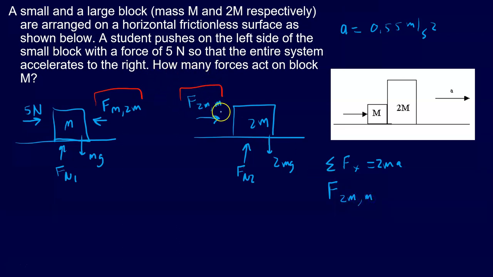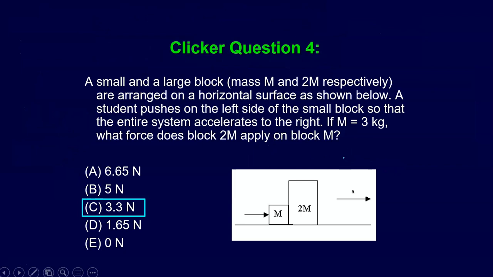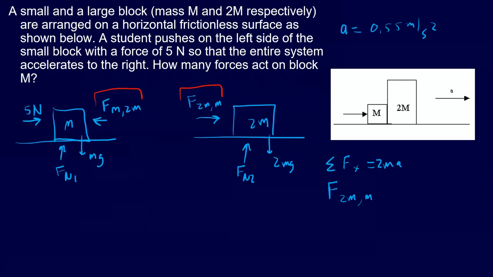Now again, this particular question was asking about the force. Let's just go back. It was asking about the force that block 2m applies on block m. But because of Newton's third law, we can find either one of those two forces, and we know that they're equal and opposite. So that's a nice feature. So basically, that force will equal 2m times a.